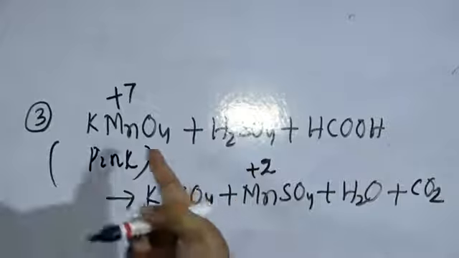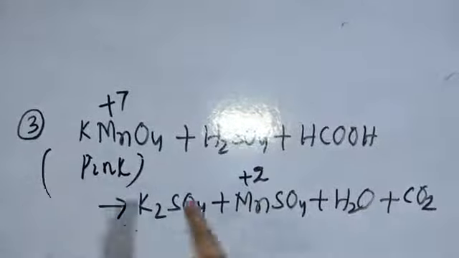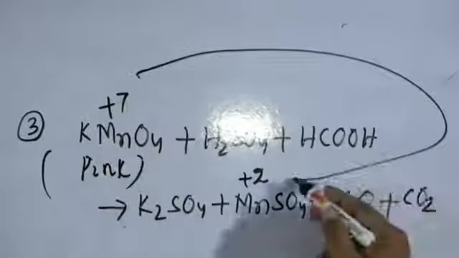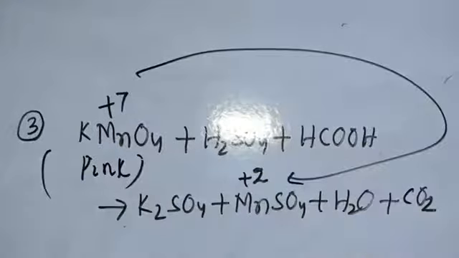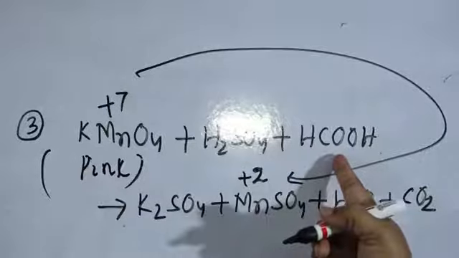So the oxidation number of manganese has decreased from +7 to +2. There is a decrease of oxidation number, which is known as reduction. Then which agent will act as the reducing agent? That is your formic acid.